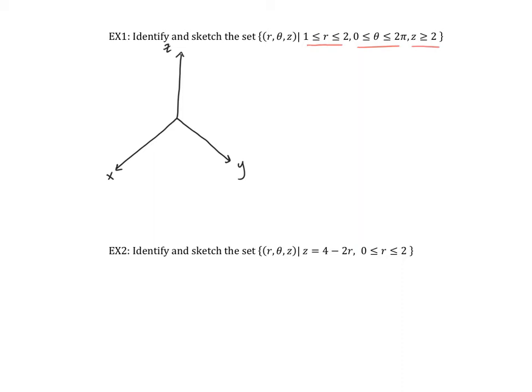Now r is going out 1 to 2, so maybe I'll go on the x-axis to a 1 and a 2. So we go this distance out. Theta is 0 to 2 pi. Remember, theta is just your angle measurement, so we're going to go all the way around for our theta value. So here we have this annulus in the xy plane, but now our z values are greater than or equal to 2. So we're actually going to start at 2.